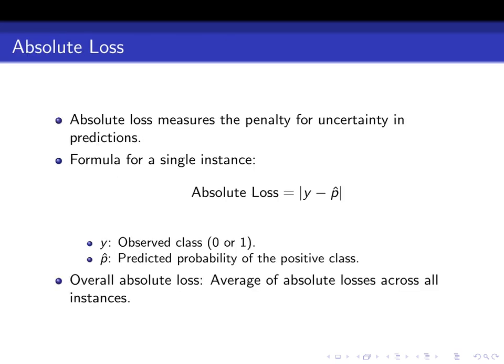Absolute loss quantifies the penalty for uncertain predictions. The formula for a single instance is the absolute value of the difference between the observed class and the predicted probability. Overall absolute loss is the average of these values across all instances. This metric provides insight into how confident the model is in its predictions.